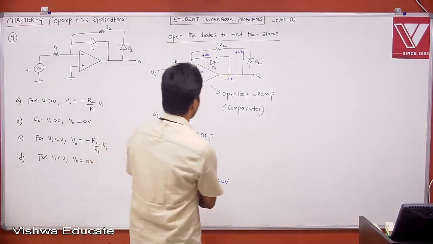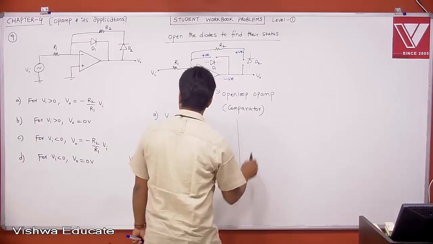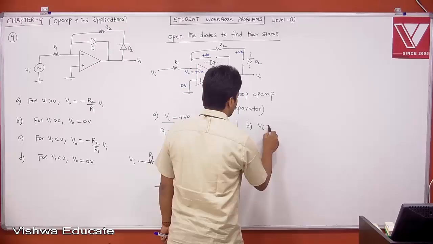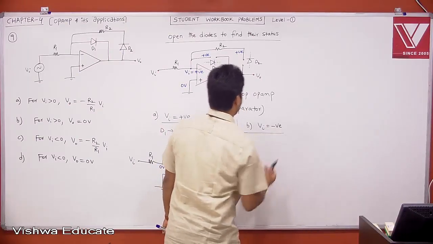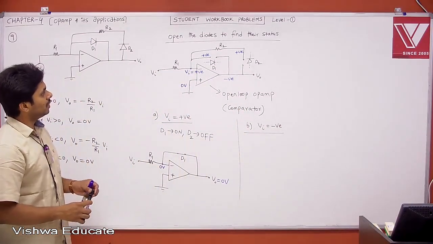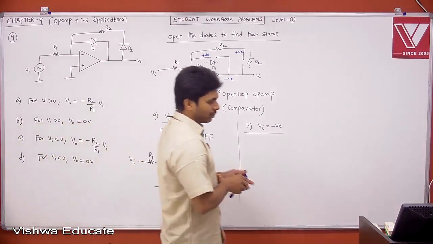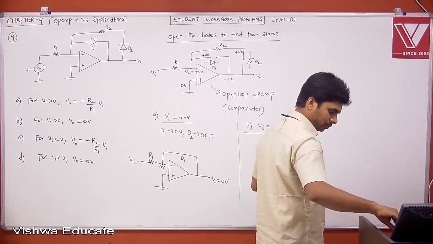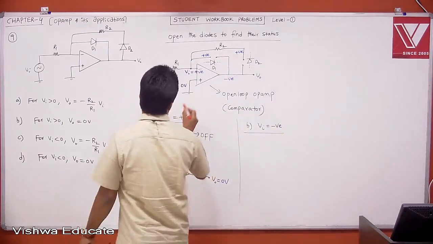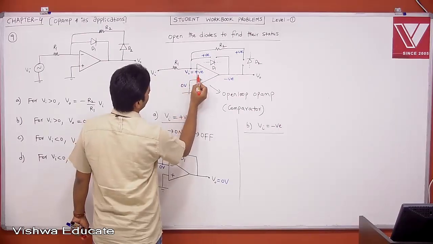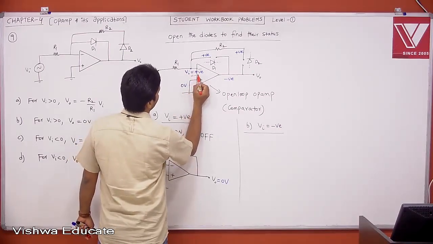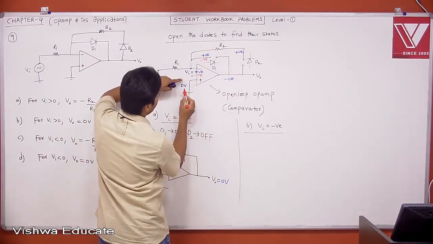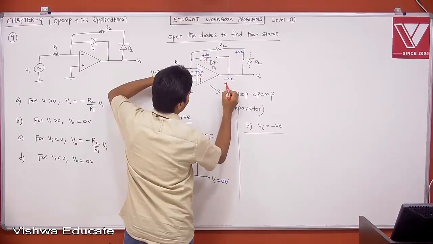Okay, now let's see case B. What is case B? Case B, when Vi is negative. Therefore, when Vi is negative, this will be negative. Let me use a different color. Now this is negative. When this is negative, tell me, this is 0, this is negative, which is more? Plus is more. Then it will be positive.